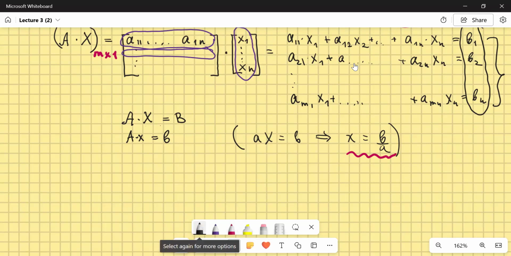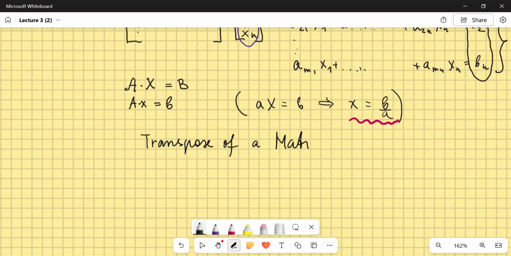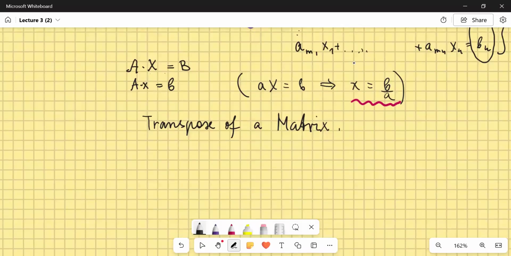Now, the last new thing in this section is the transpose of a matrix. What is the transpose of a matrix? Well, imagine that we have matrix A. We can create matrix A transpose using the next rule.